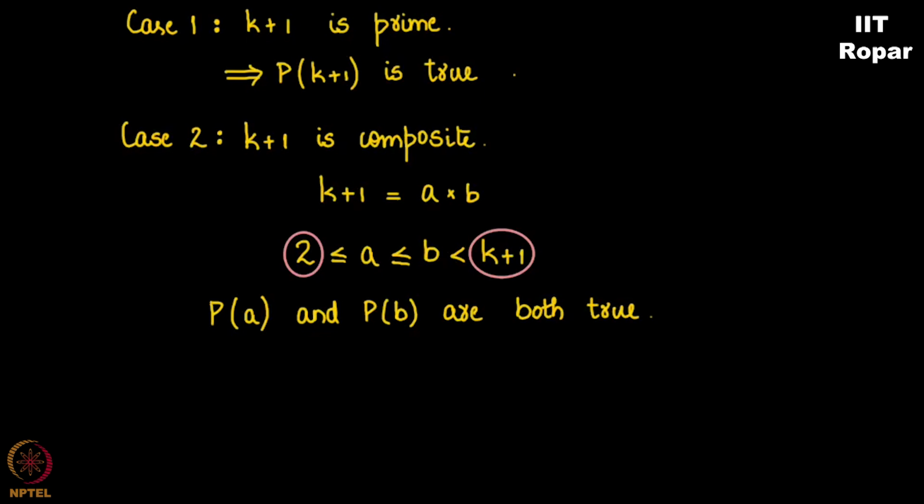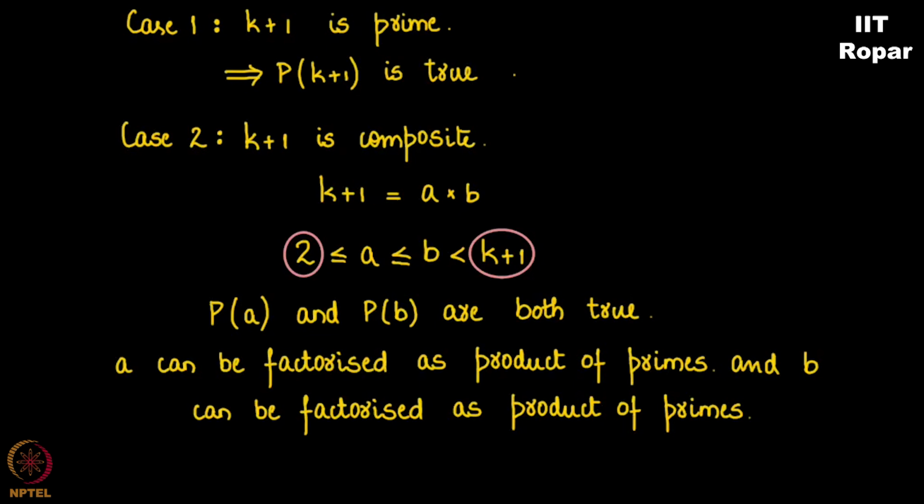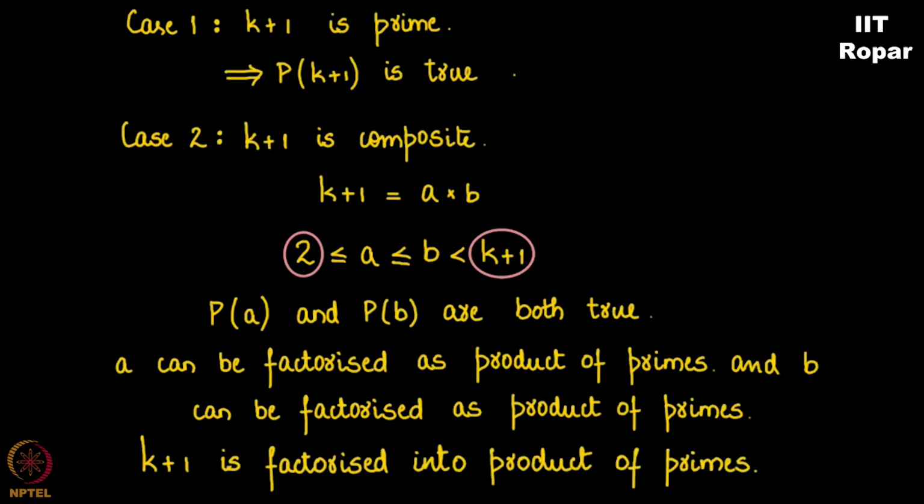When I apply the induction hypothesis to A and B, I see that A can be factorized as a product of primes and B can be factorized as a product of primes. And hence, a product of primes times a product of primes is nothing but another product of primes, right? You get another huge expression which is a product of primes. Now that is k+1. So we ended up having a prime factorization of k+1. And hence, we see that k+1 can be written as a product of primes.